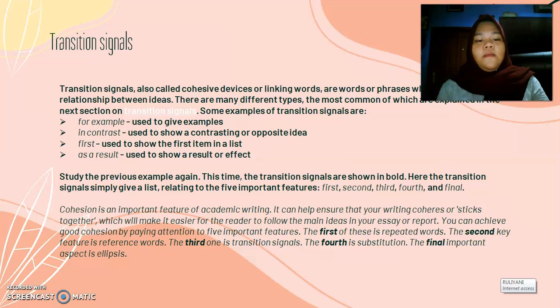Study the previous example again. This time, the transition signals are shown in bold. Here, the transition signals simply give a list relating to the 5 important features: first, second, third, fourth, and final.